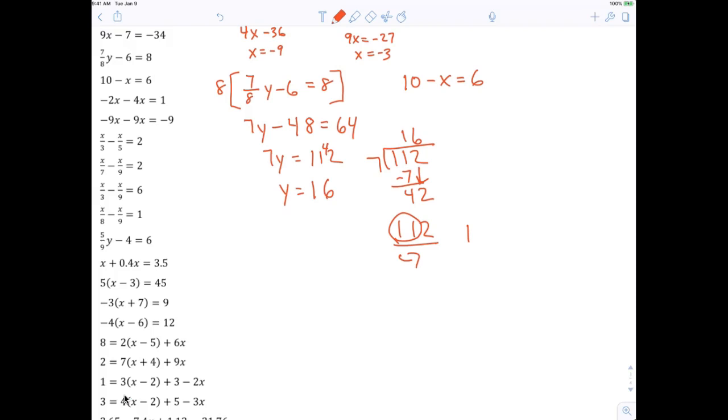So instead of putting the 4 here, I put the 4 up here in the corner so I can read the number now as 42. And then 7 goes into 42 how many times? That's why it's 16. Okay? Just a short way of doing the division.